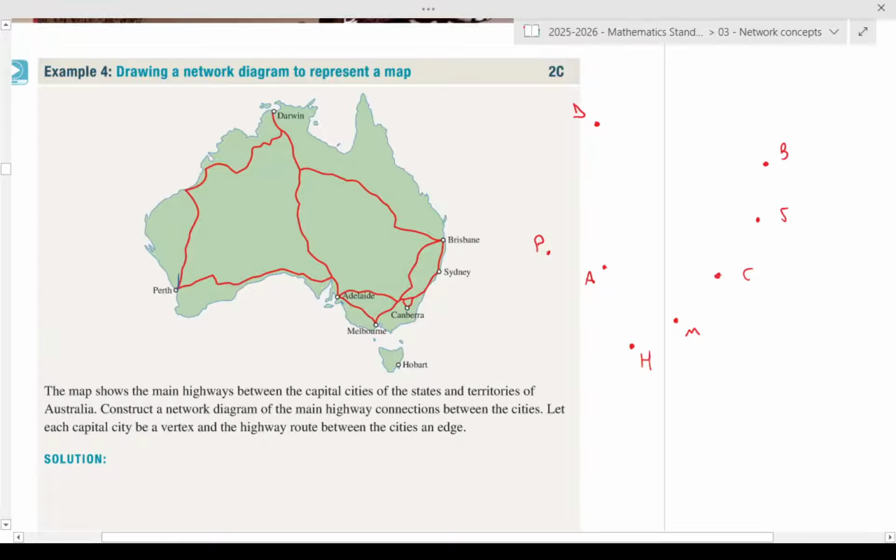So we've got one going to Darwin and one going to Adelaide. Okay, one going to Darwin, one going to Adelaide. That's Perth done now. Okay. Now I'll go to Darwin.